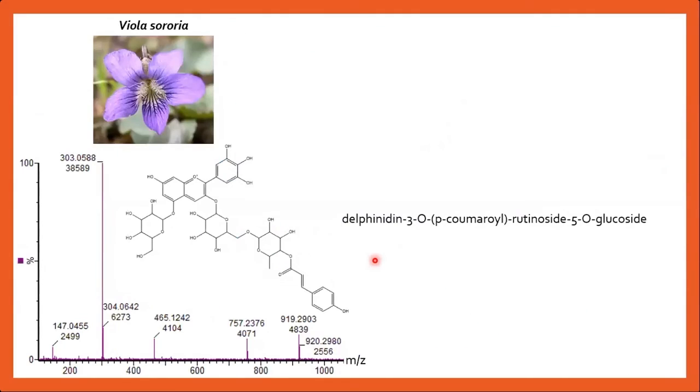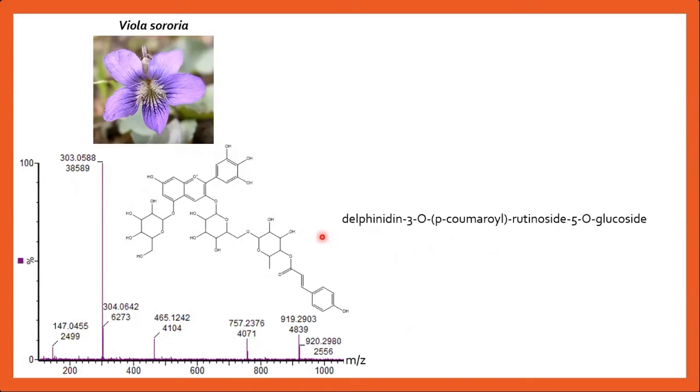So now we can go here, and here you can see the flower I have analyzed, the Viola sororia. Here's our final molecule, what it looks like. And here's the data again. And then after we have formed this molecule, we can give it a name. So we can call this delphinidine 3O P coumaroyal rutinoside 5O glucoside.